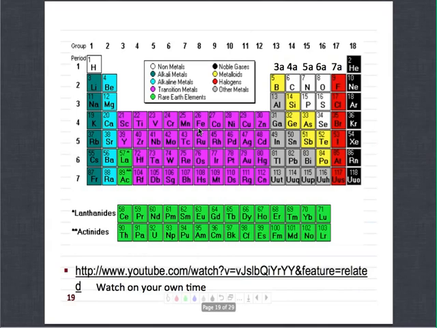Now for group 4A, the first element, which is carbon, is a non-metal, not metallic, yet it is one of the most important elements in the periodic table. Why? Because all our body is made of carbon, in organic compounds. Not carbon as it is, but in organic compounds. Proteins are made of carbon, DNA has carbon, so all living matter is made of carbon, or partially made of carbon. It is one of the most important elements.